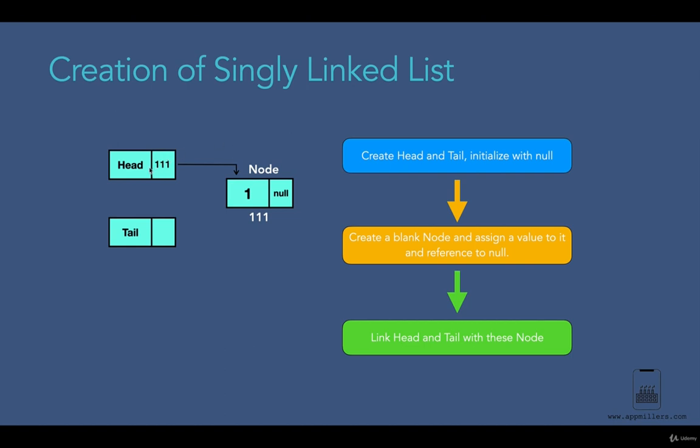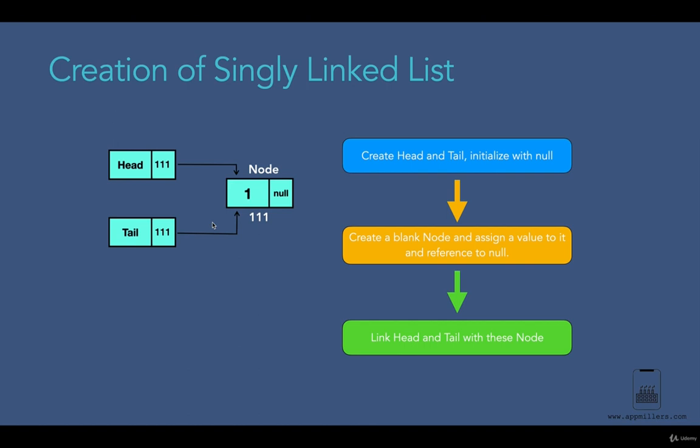As you see, when we update it, the reference of head is changed, so now it's referencing this node. We know that tail also has to reference the last node, and in this case we have only one node in our single linked list. That's why tail also will reference the same node. This means that the tail reference will be updated to 111, so this creates a link between tail and this node. As you can see, there are three steps to create a single linked list.